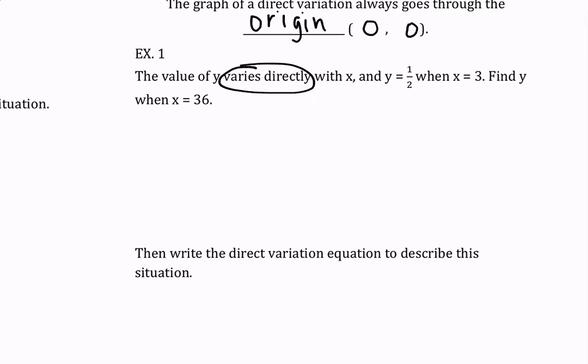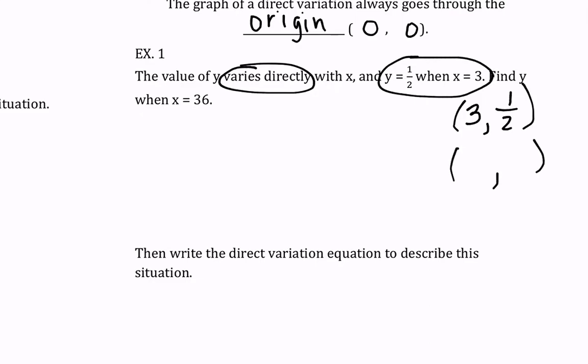So it gives me a y value and it gives me an x value. So really that's just a point. Remember, as a point, the x value comes first and then the y. It's telling me to find y when x is 36. So I'm trying to find this guy right here. When you set up a proportion, it doesn't matter what goes on top or what goes on bottom. I'm going to put my y's on top and my x's on bottom, and I'm going to stick with that.